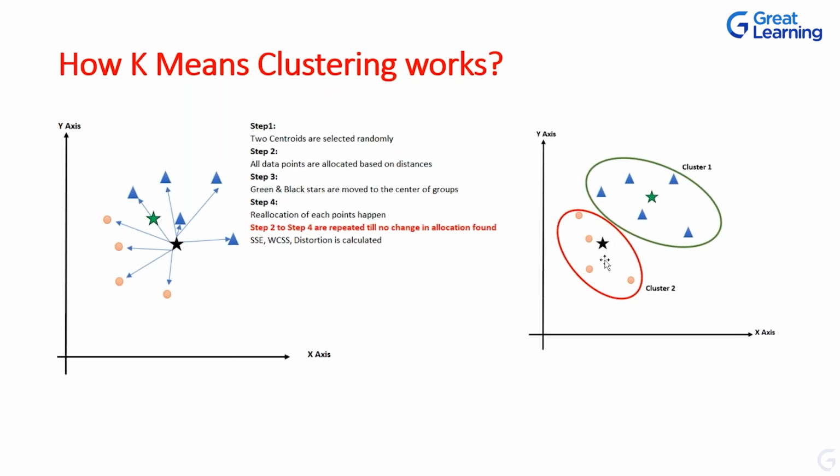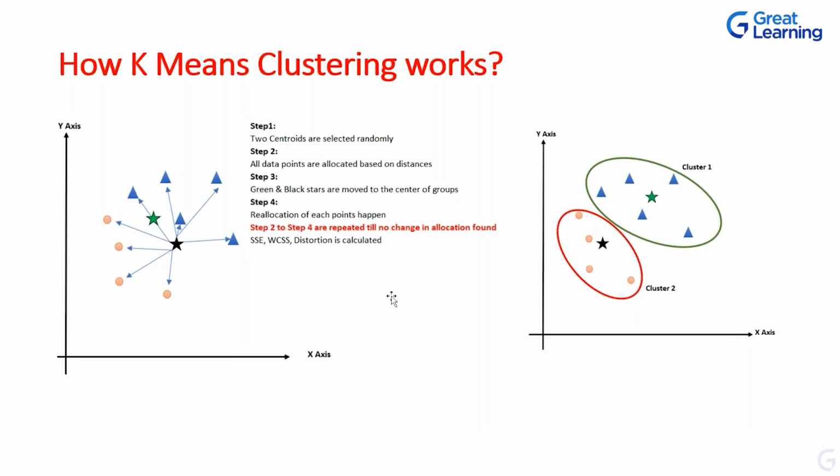After that, again reallocation happens. This is tricky. Again reallocation happens, and let us expect that some reshuffling happens. The moment reshuffling happens, the position of the stars again changes, then reshuffling happens, positions of the stars again changes, and a time comes when reshuffling is stopped, and then the position of this black star and green star are locked, and they are called centroids, and then these can be termed as cluster 1 and cluster 2.